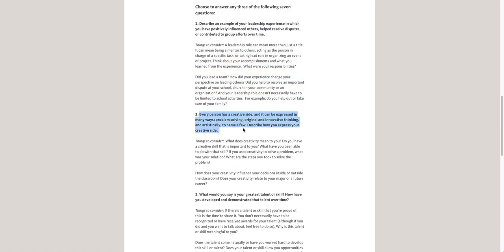Every person has a creative side, and it can be expressed in many ways: problem solving, original and innovative thinking, and artistically, to name a few. Describe how you express your creative side.